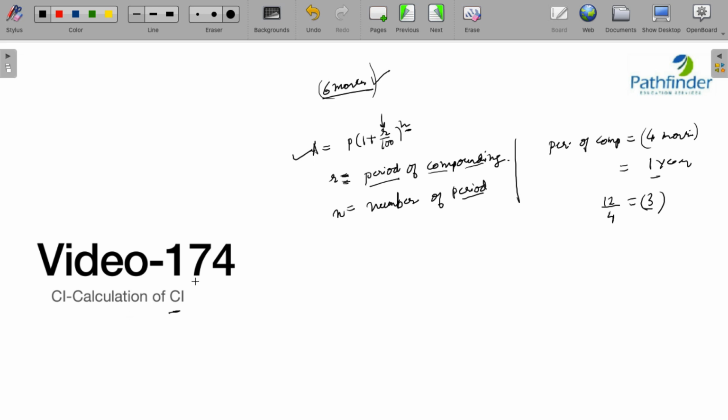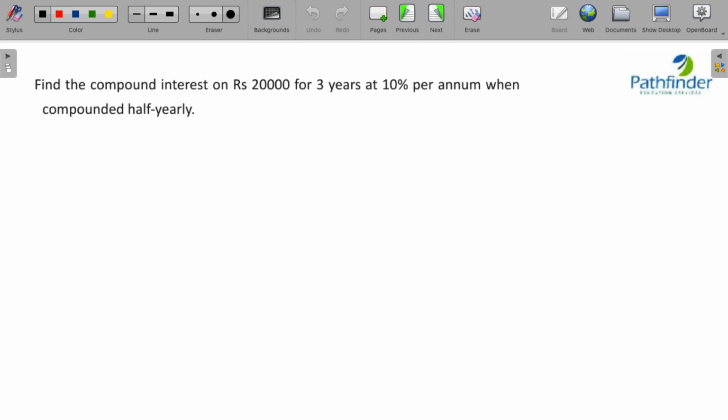Another thing that you need to remember is that this formula gives you the amount. So amount is always equal to principal plus interest. The interest of that period will be calculated by subtracting the original principal from the amount. This is another thing which you need to keep in mind, please. So let us go to solving questions based on calculation of compound interest.